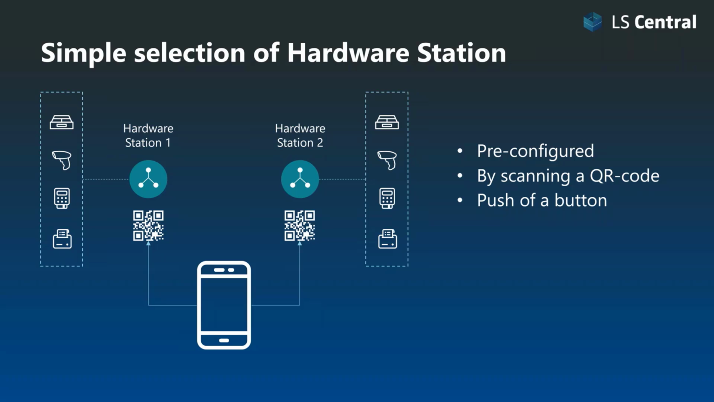And when that is scanned, the hardware profile that the POS uses is switched. And this can even be programmed to a button on the POS, so the user can simply press a button to switch over to another hardware station. So with this, the POS can easily switch between a number of hardware stations in your store, which can be a good feature to have.